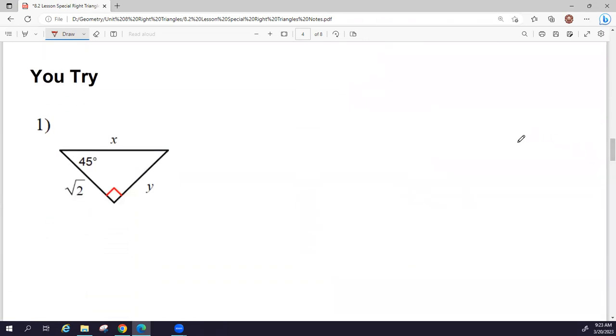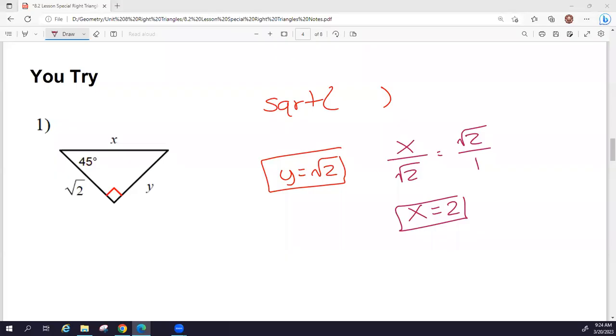So I want you to give this one a try. I'm going to ask you to find x. I'm going to ask you to find y. If you don't know how to put a square root symbol into Edpuzzle, you can just type SQRT and then put whatever number goes in parentheses. We'll know what you mean. So try this one. If you need help, please do ask. So hopefully you got y is equal to square root of 2 and x is equal to 2. If you didn't get one or both of those, please do ask for help before moving on.